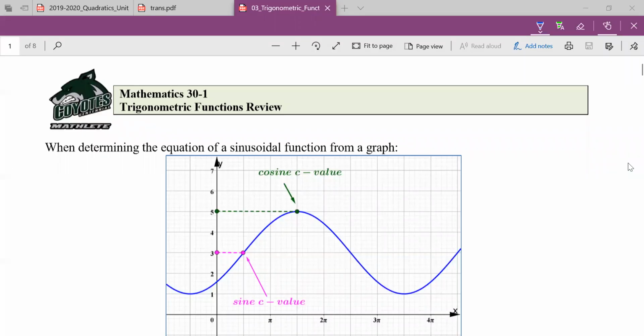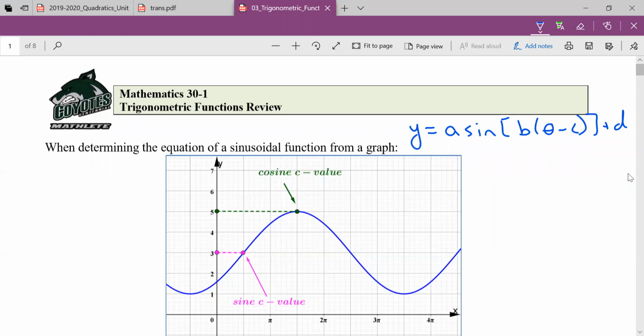Hello, 30-1s. Just a quick review of graphing, kind of a summary of what we've done from the last two lessons, because this is so important. What I want you to notice here when we're drawing these functions, when we're talking about a transformed function such as this, is how I want you to do these things.